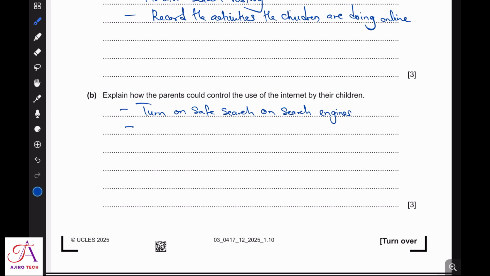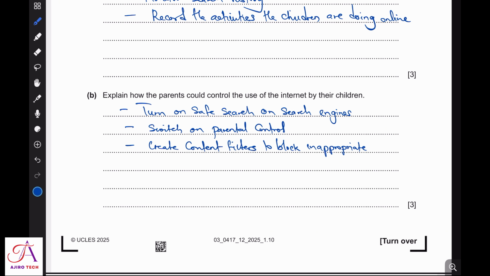Okay. You could switch on parental control. You could actually create content filters to block inappropriate content. You can actually do that.